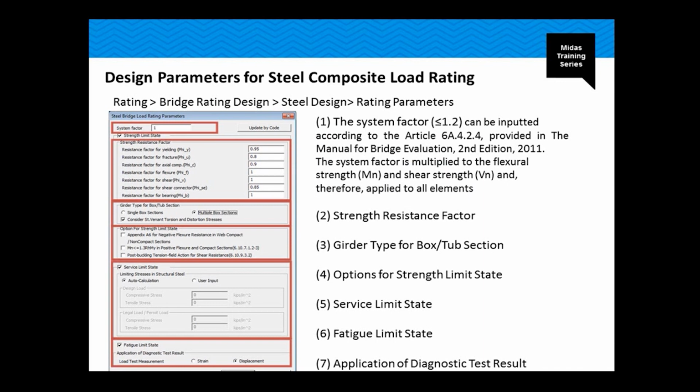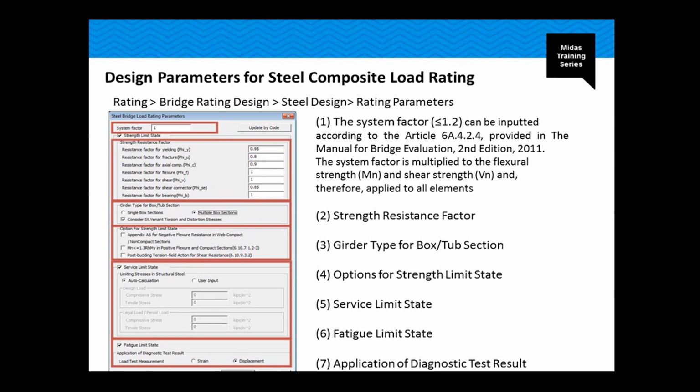After that, we have the design parameters for the steel composite. You have an option for defining something called the system factor, and it can be inputted according to the article 6A.4.2.4 provided in the Manual for Bridge Evaluation. What it does is, the system factor is multiplied to the flexural strength and the shear strength, and therefore is applied to all the elements.